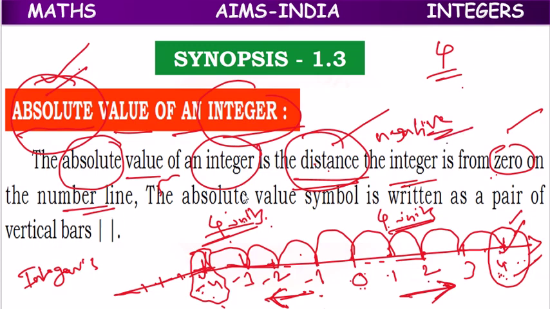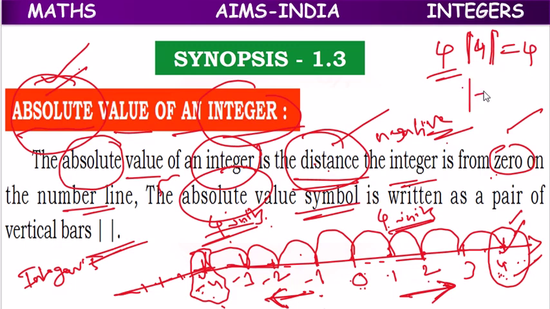The symbol for absolute value is a pair of vertical bars. Inside the pair of vertical bars, plus 4. What does it mean? The absolute value of 4 is 4 units. The absolute value of -4 is also 4 units. Which means the absolute value of any integer is always positive. That is one conclusion. So it is written as a pair of vertical bars.